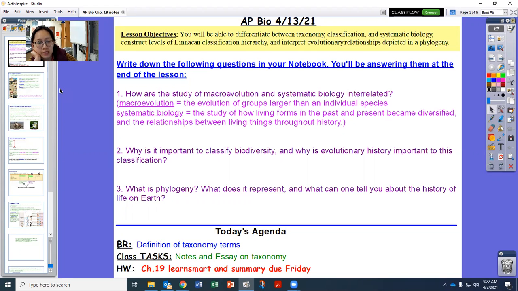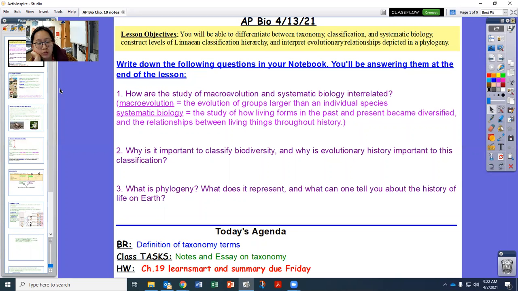Number 2, why is it important to classify biodiversity? And why is evolutionary history important to this classification? Number 3, what is phylogeny? What does it represent? And what can one tell you about the history of life on Earth? So pause and go ahead and write these 3 questions down in your notebook with a little bit of space underneath to answer them.